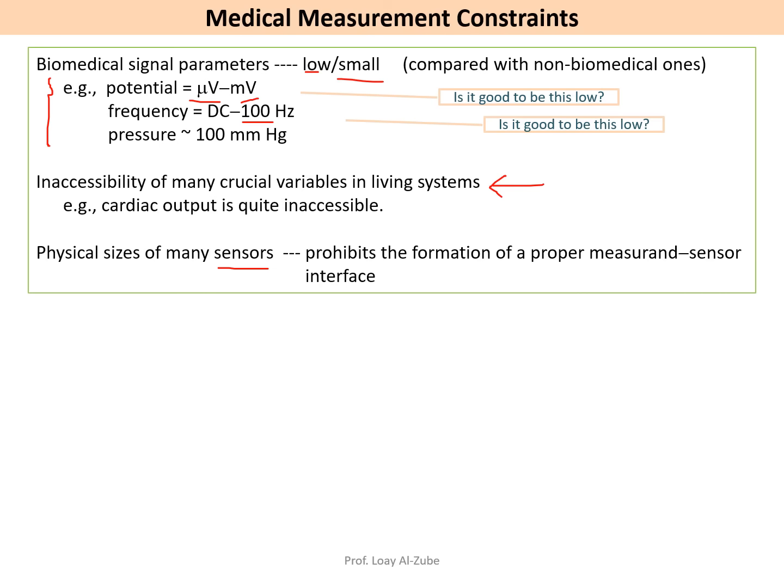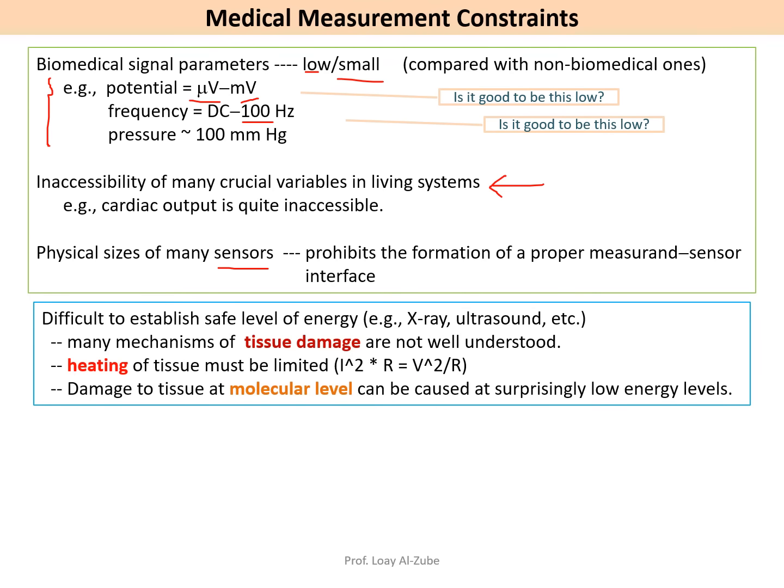And that prohibits formation of a proper measurement sensor interface. If the sensor is small, the interface is small, which means my measurement is going to be really small. So I need to have a lot of amplification. Do you know what amplification means? I need to make the signal bigger. Now, if we do magnification or amplification, we're losing a lot of accuracy. So that's also a big challenge for us. If you go to a hospital and see all these instruments, we appreciate the people who designed them, because it's really a difficult task to get that instrument.